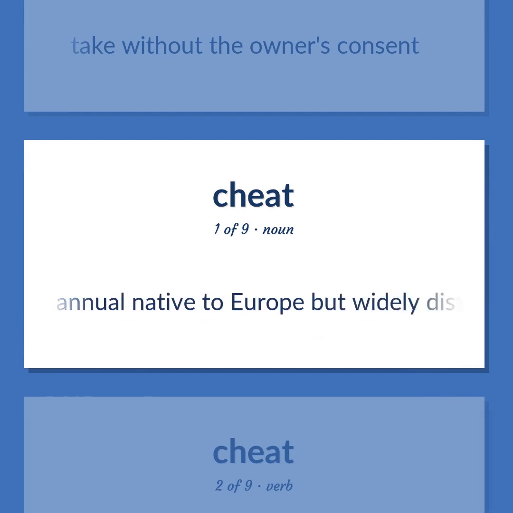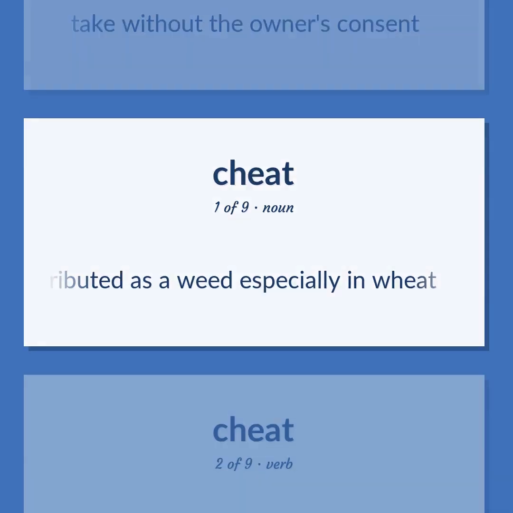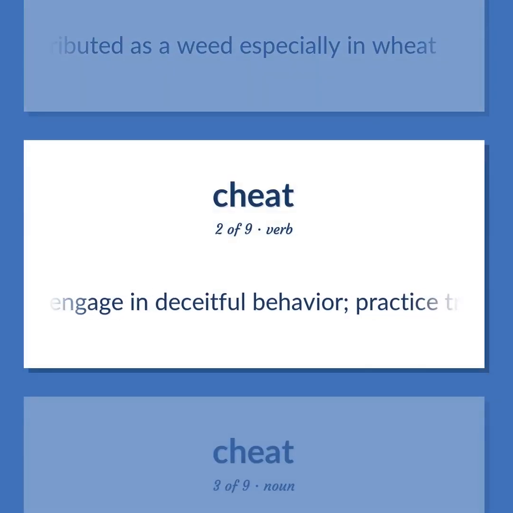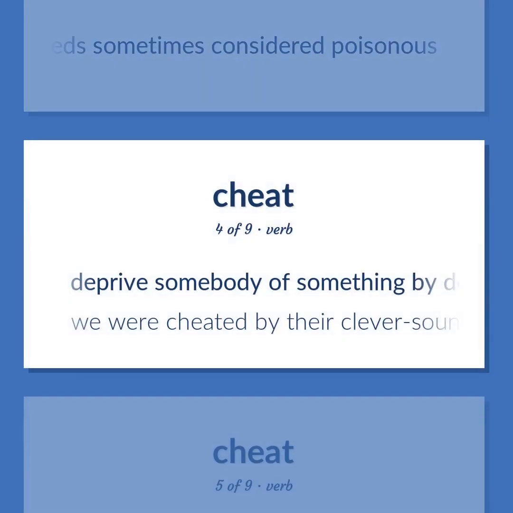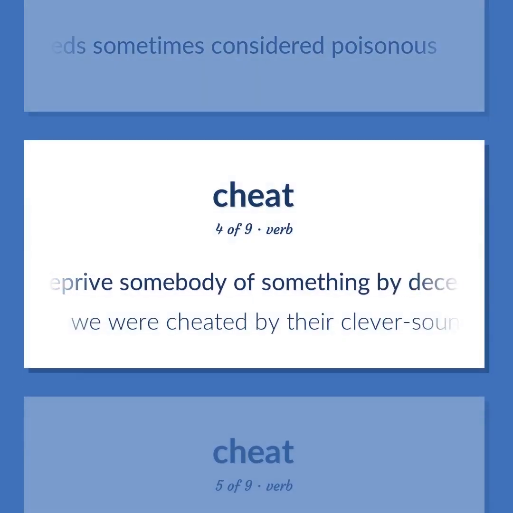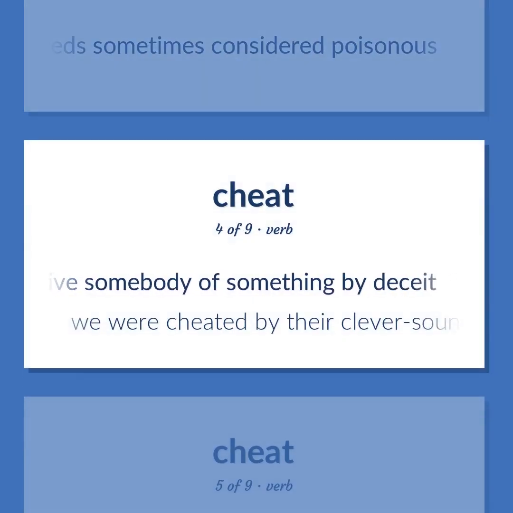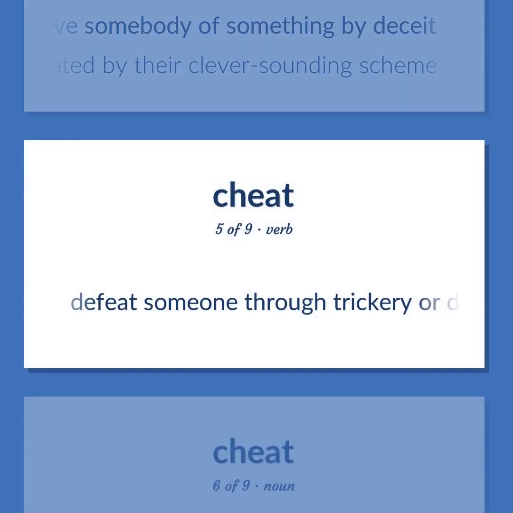Weedy annual, native to Europe but widely distributed as a weed, especially in wheat. Engage in deceitful behavior. Practice trickery or fraud. Weedy annual grass often occurs in grain fields and other cultivated land. Seeds sometimes considered poisonous. Deprive somebody of something by deceit. We were cheated by their clever-sounding scheme. Defeat someone through trickery or deceit.